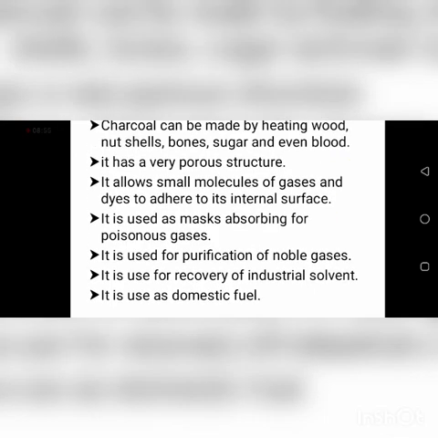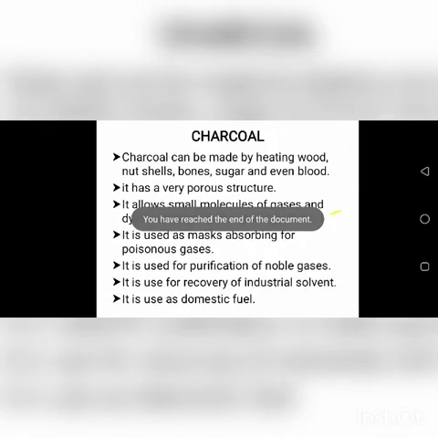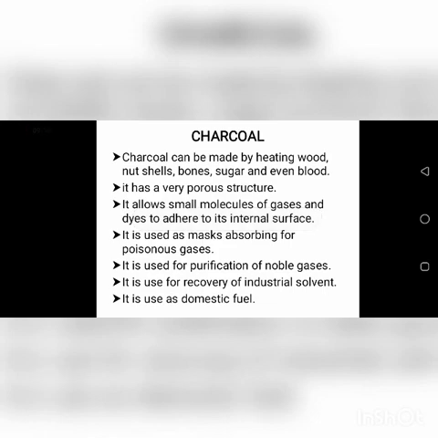It is used for purification of noble gases like helium and neon. It is used for recovering industrial solvents. It is used as domestic fuel. So those are the importance of amorphous or non-crystalline forms of carbon and crystalline forms of carbon. Thanks.